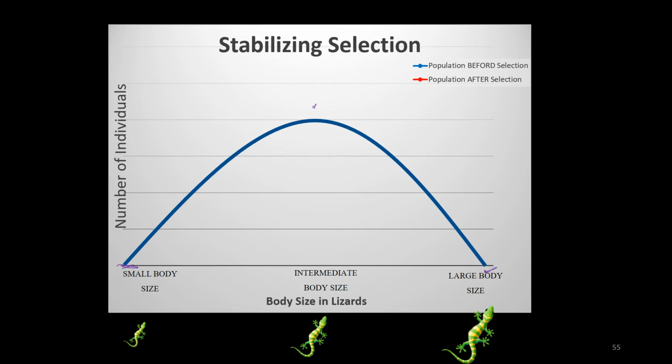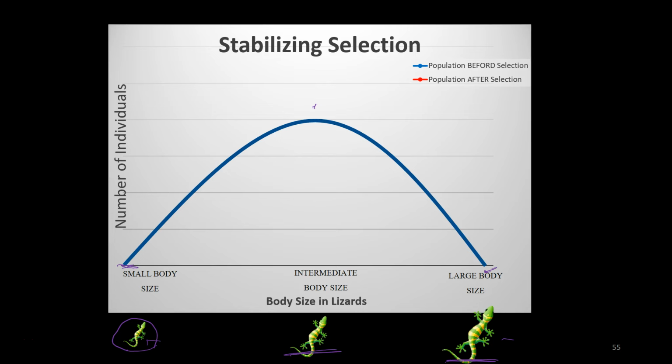Let's say that through selection, individuals that are too small are too slow to get away from predators. And those that are too large can't hide. They're easily detected, okay? So they can't hide from predators. So these ones are too slow, these ones can't hide, and the ones that are the most beneficial is a medium-sized body type.